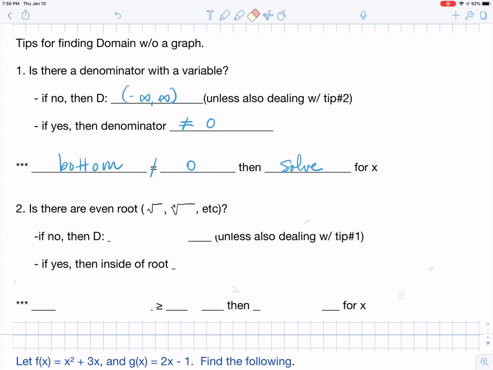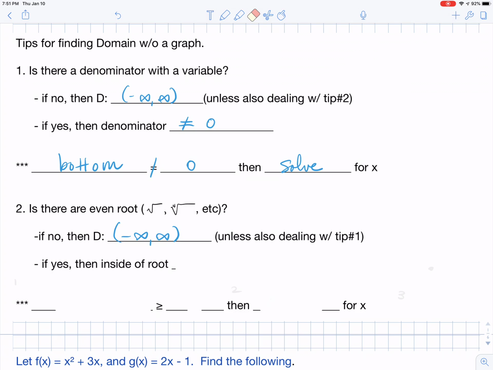The second question you want to learn to ask yourself is, do you have an even root, a square root, a fourth root, a sixth root, etc.? Again, if the answer to that question is no, then your domain is negative infinity to positive infinity as long as you don't have a variable on bottom.